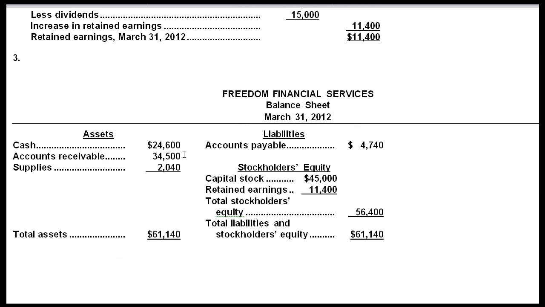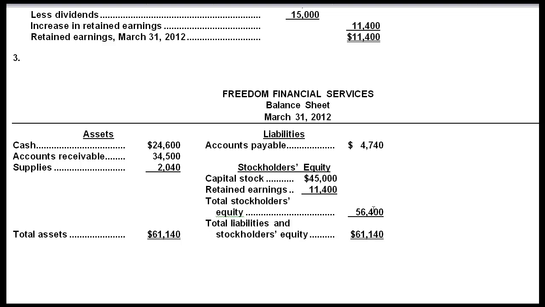We have all of our assets listed out here. The total of those 3 different assets is $61,140. We have our liabilities. Now all these figures were given to us on the other page that we briefly looked at, right? The problem gives us all these balances, and we just are assembling these into a proper financial statement. Okay, we have capital stock. We're told $45,000. $11,400 is our ending balance of retained earnings that we calculated up top. Total of those two gives us our total equity, $56,400.